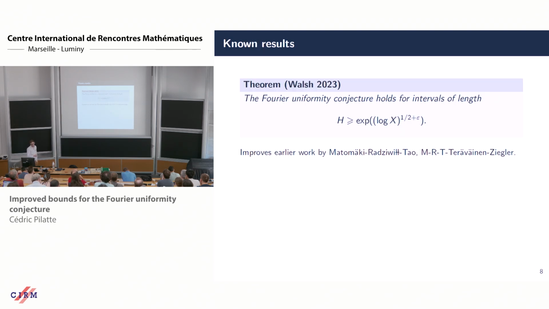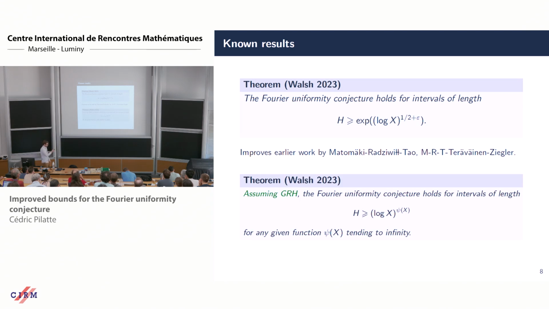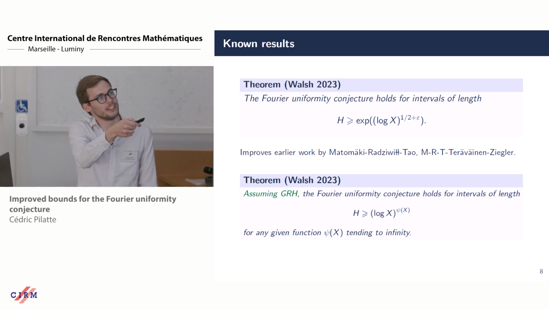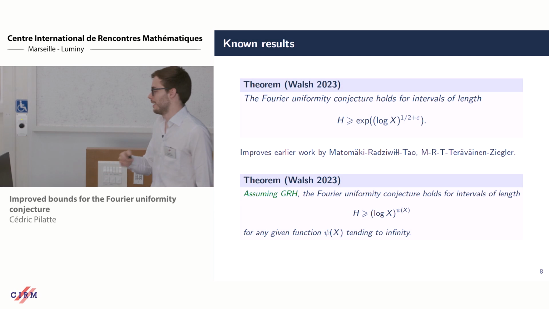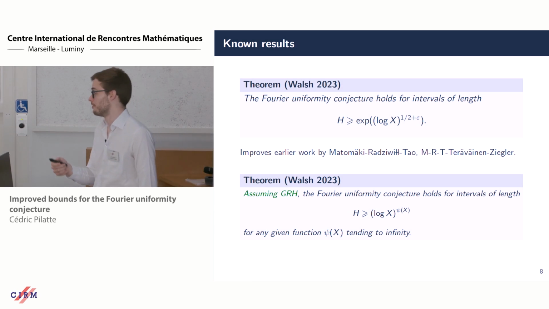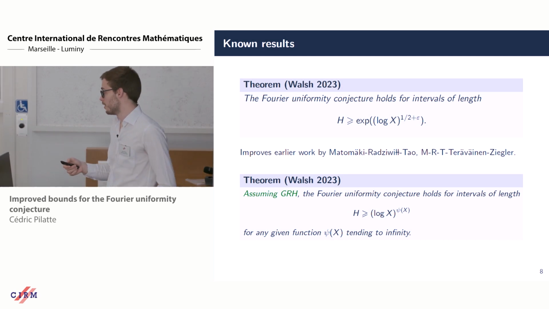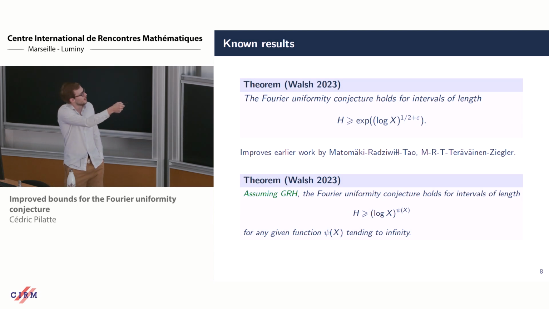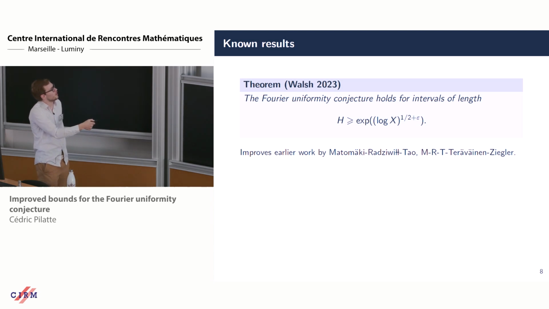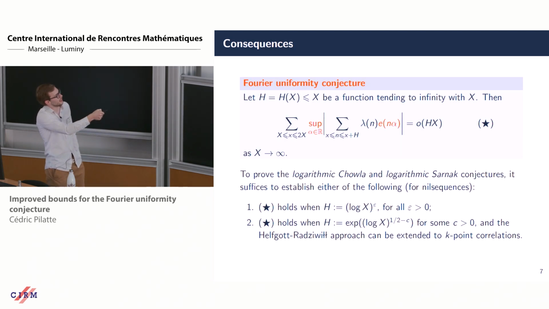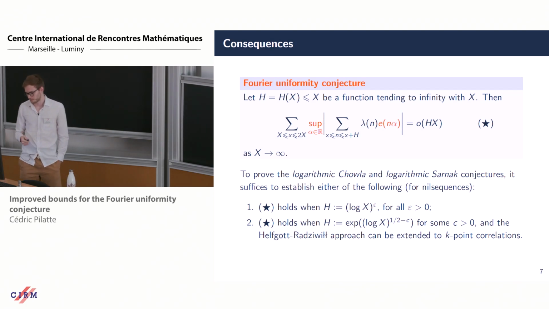And in a separate paper, he later showed that if you assume the generalized Riemann hypothesis, then you can shorten your interval quite a bit. You can show that there are no correlations in almost all short intervals for intervals of length (log x)^psi(x), where psi is any function that you like that goes to infinity. So really quite short intervals, but still this is just a little bit worse than what we would like here. We want a function that goes to 0.